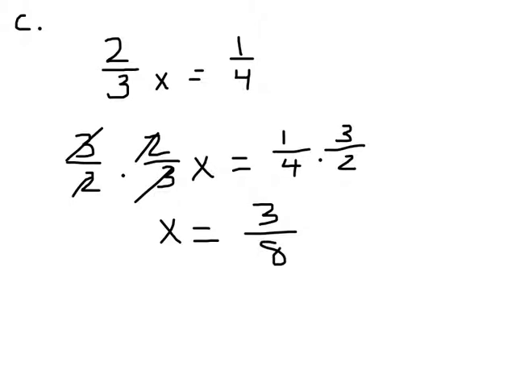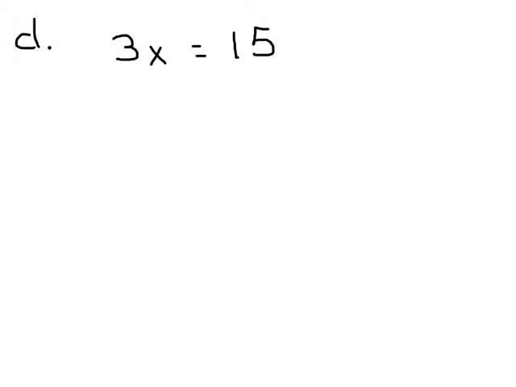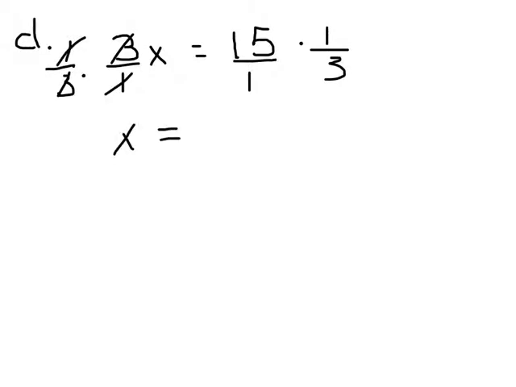Now to D. Here we have 3 times x equals 15. The reciprocal of 3 over 1 is 1 over 3, times 1 over 3. And I'll make that a whole fraction also. These cancel each other out, leaving me x. And I can cross-cancel here also. This will go 1 time and 5 times. Those cancel each other out. So my answer is simply 5.